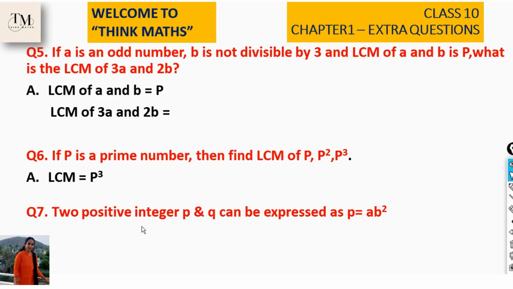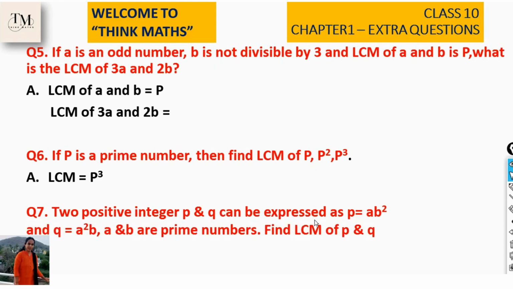Two positive integers P and Q can be expressed as P equal to AB square and Q equal to A square B. A and B are prime numbers. We have to find the LCM of P and Q. Here A and B are prime numbers. They gave the value of P as AB square and Q as A square B. Since they are prime numbers, you cannot factorize further. So their LCM will be A square B square.